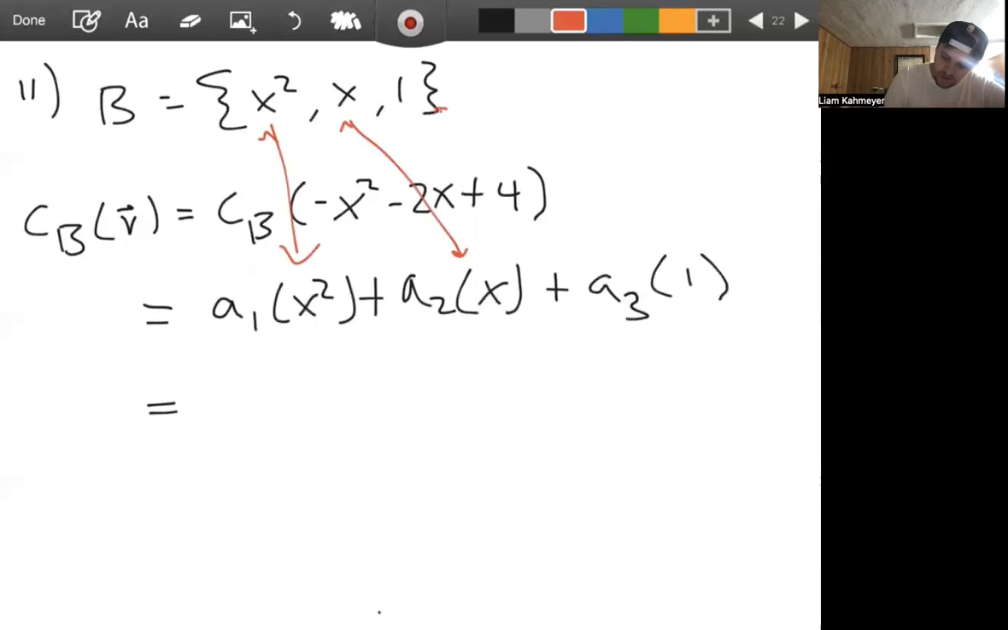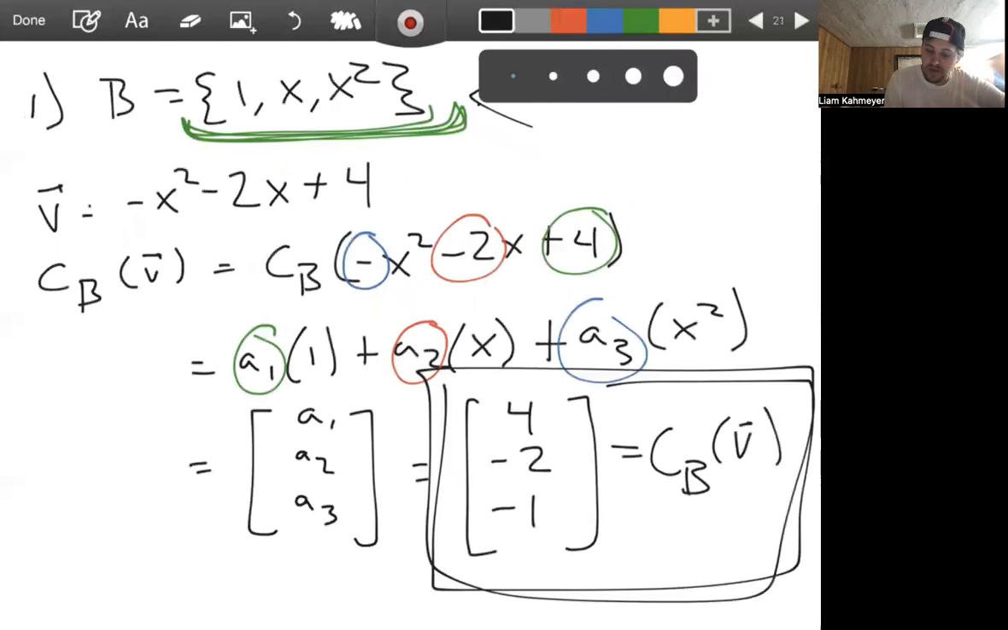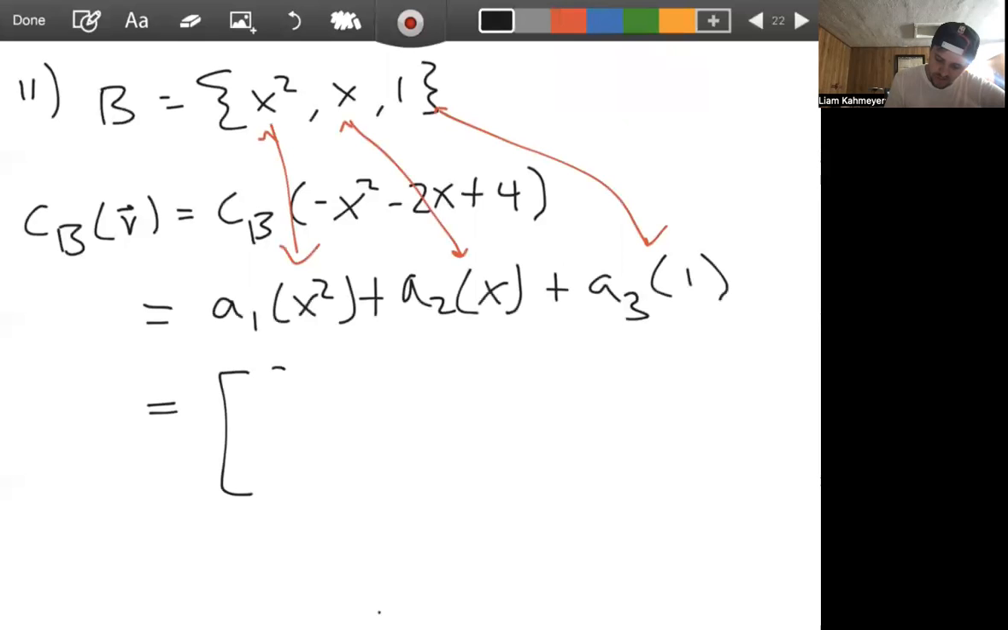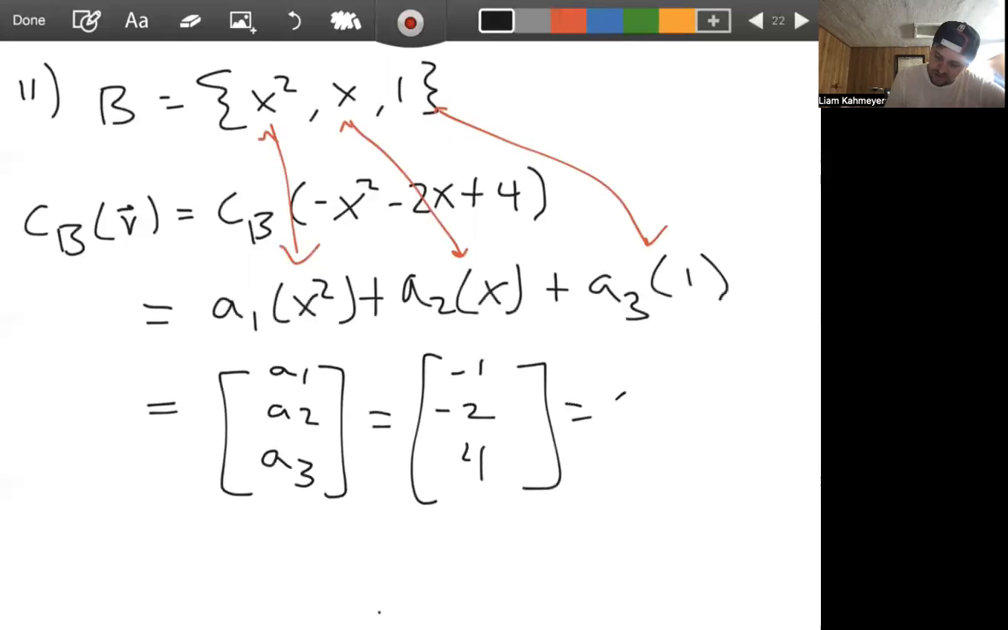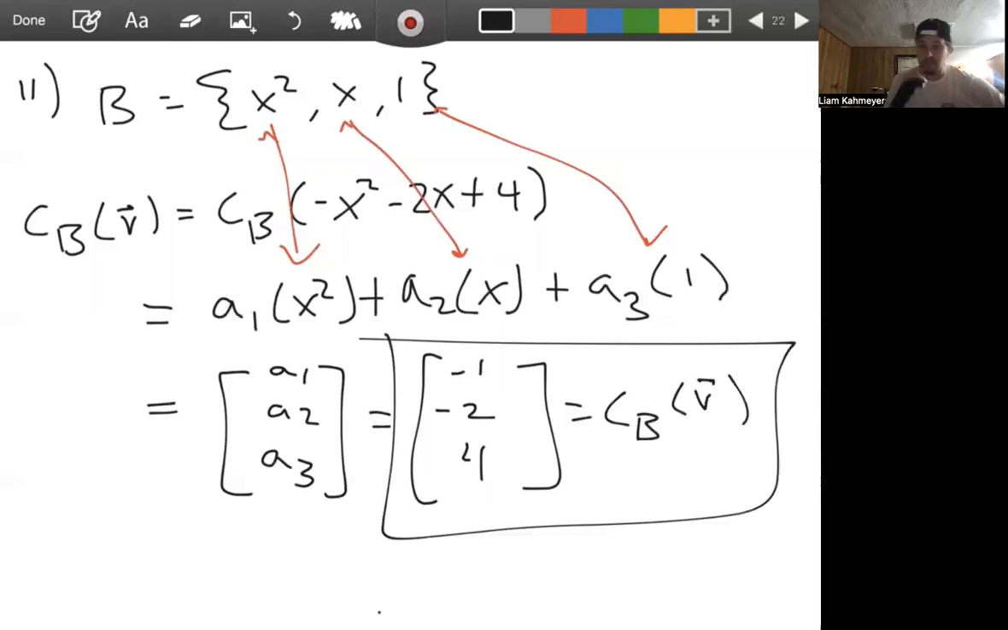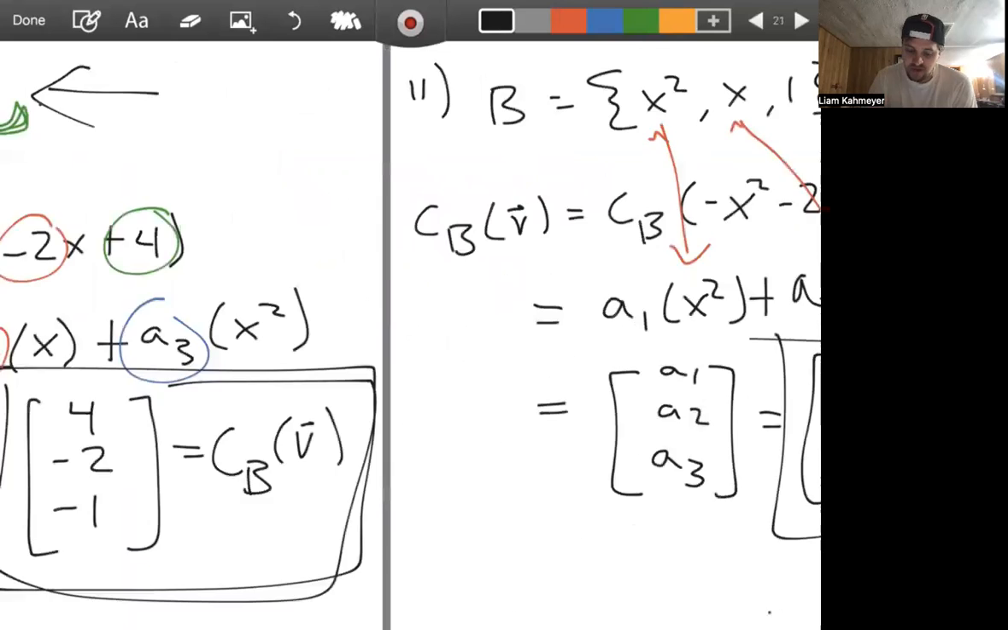I've written this combination in the appropriate order because the vector will look different, right? This is going to be a1, a2, a3, which is, here we can see, -1, -2, 4. And this is CB of v for the second basis that we're considering, the second basis of P2.